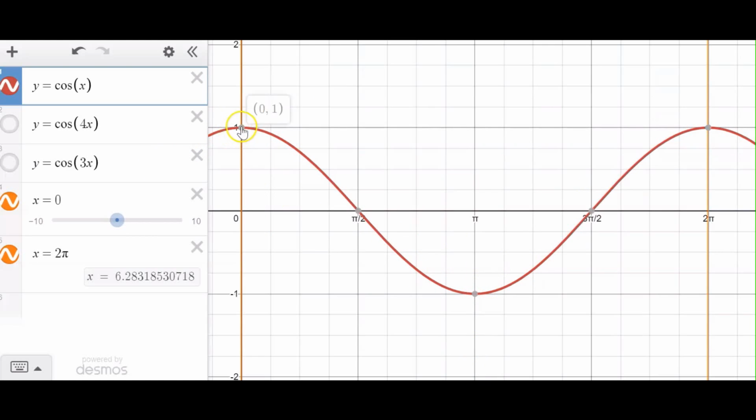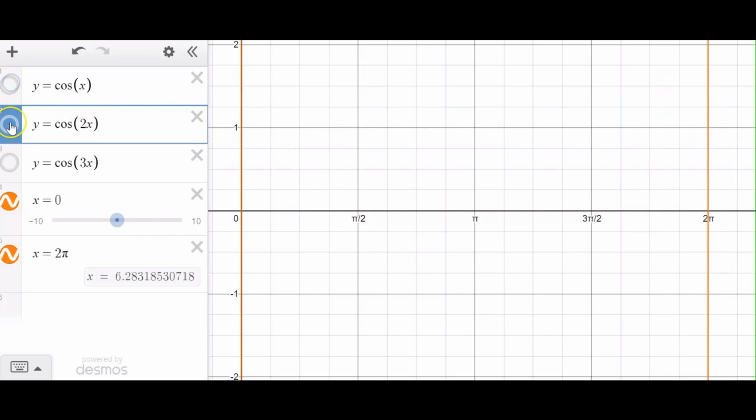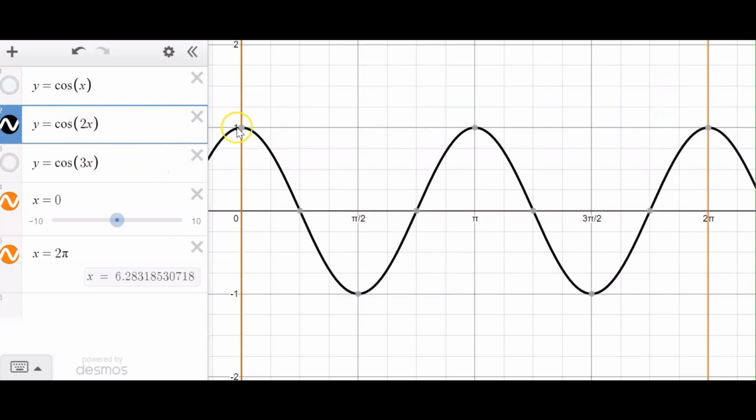And so, how many times does it go from 1 down to -1 and back up to 1 between 0 and 2 pi? Well, it does it 1 time. Down, up, frequency of 1. All right, well, what if it had a frequency of 2? Turn off the original. Let's turn the new one on.